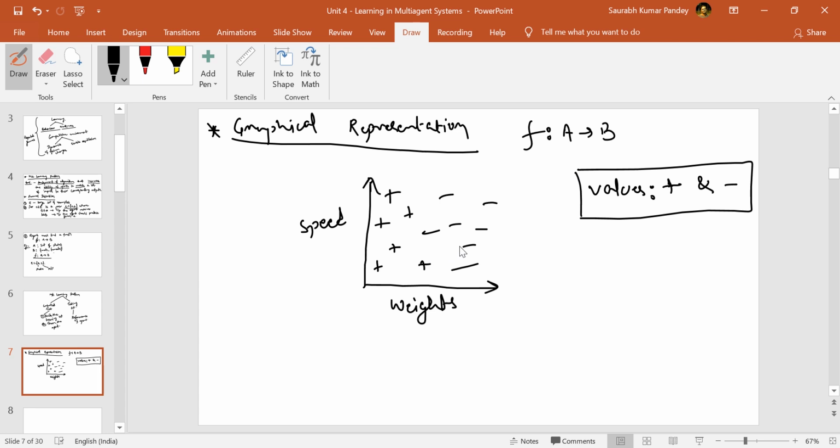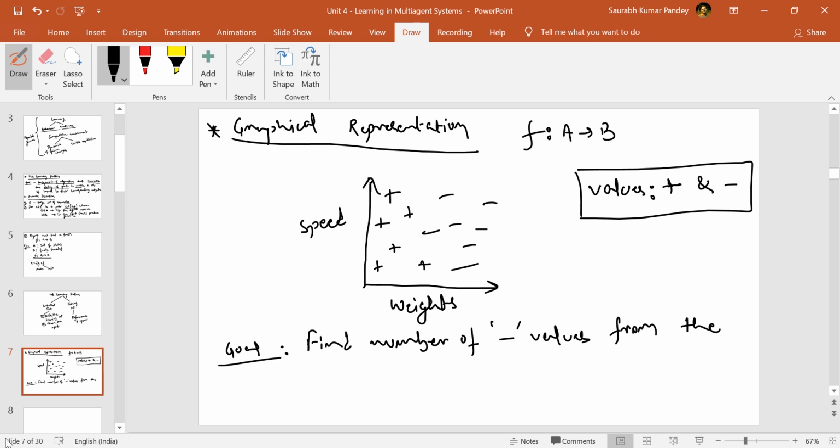Okay. Now it's a simple thing, let's first understand what your goal is here. The goal is to try to segregate all the minus values from plus values. What we have to do is only find out how many minus values are there. So let me write this particular goal. The goal is to find the number of minus values from the graph. So this is your goal. I can also rewrite this particular goal in such a way that cluster all the minuses, all the minus values. I can also write this particular statement as the goal.